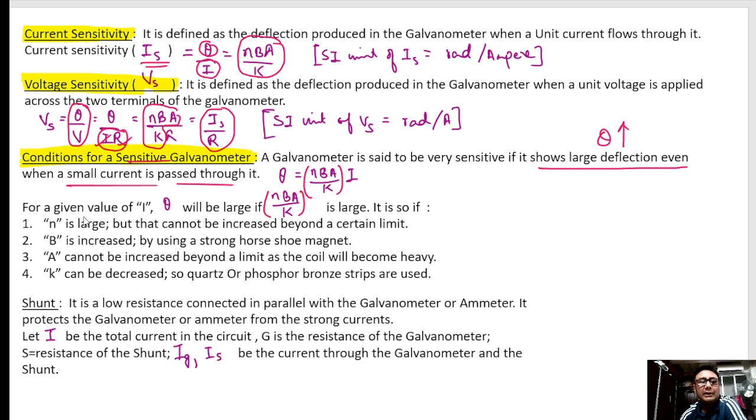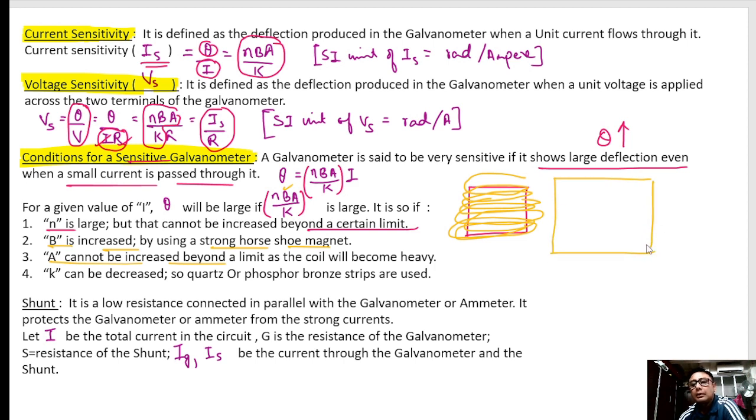Either I can increase n, the number of turns, but the number of turns of the coil cannot be increased beyond a certain limit. This is the rectangular coil PQRS, and you cannot increase the number of turns of copper wire beyond a certain limit. So we cannot rely on increasing the number of turns. B is increased by using a strong horseshoe magnet. That we can do. A cannot be increased because A is the area of the coil, and a larger area will make the whole apparatus very bulky. So we cannot do that.